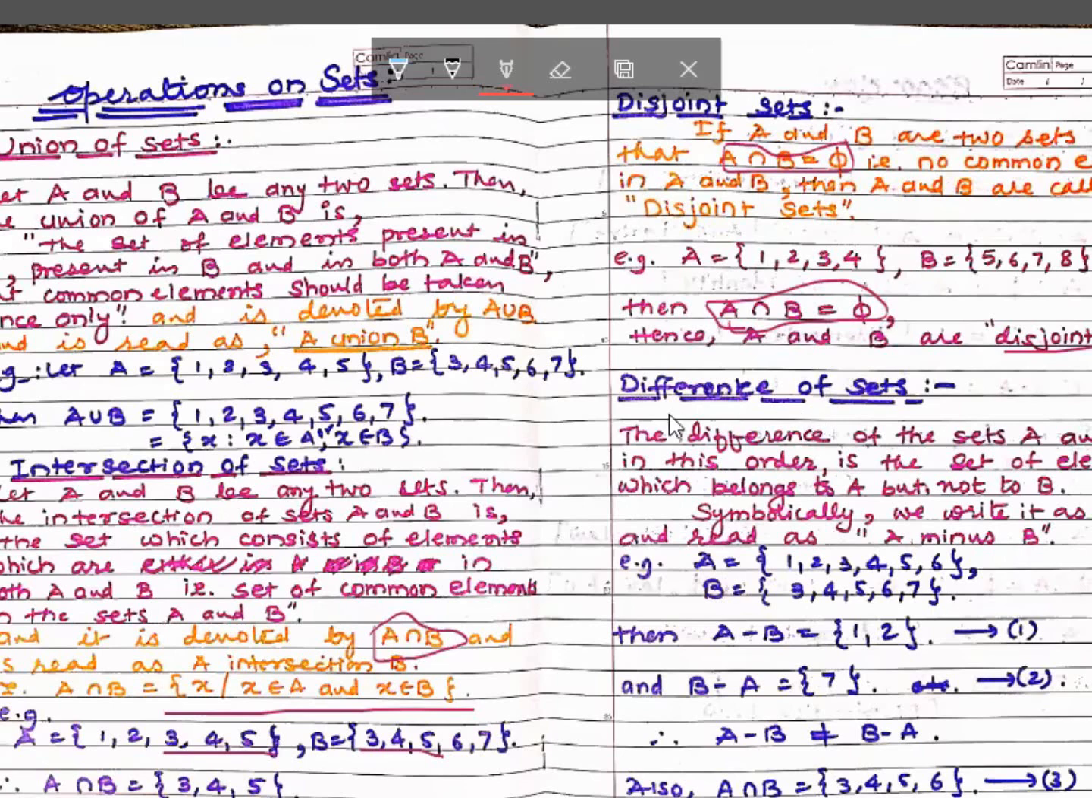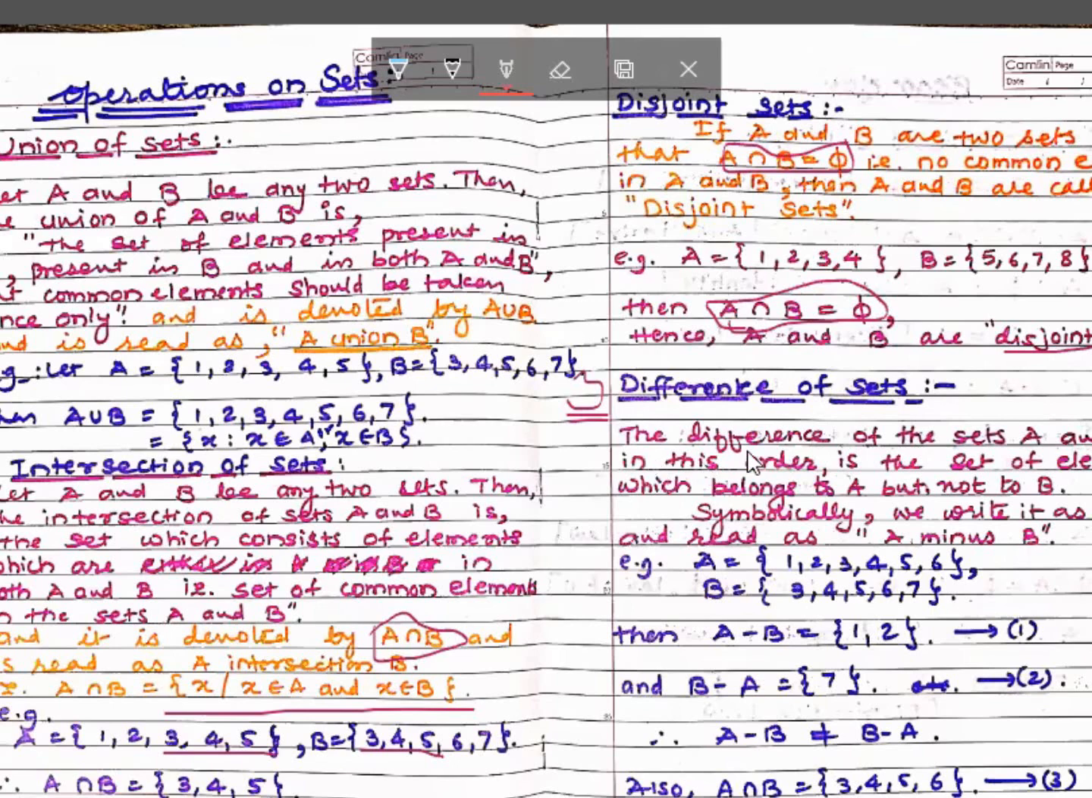Now let's go for the third one. The third operation. Basically we have two operations, union and intersection. I can say this one is also one of the operations, known as the difference of two sets. Let's consider the third operation, difference of two sets.